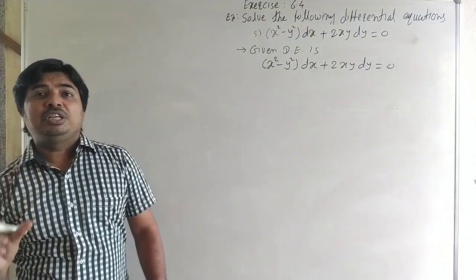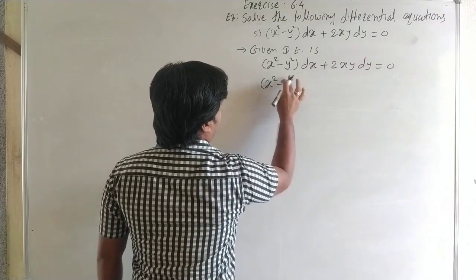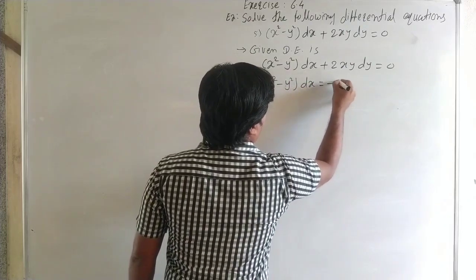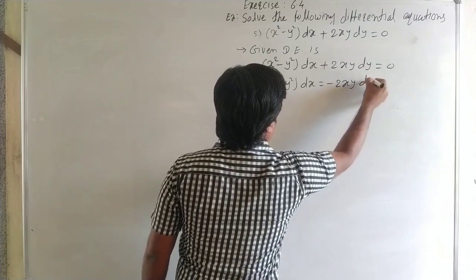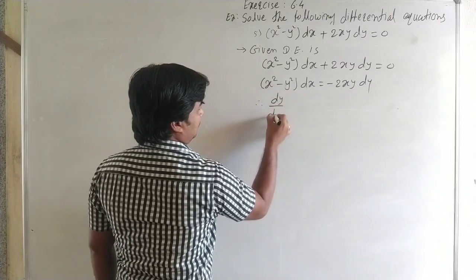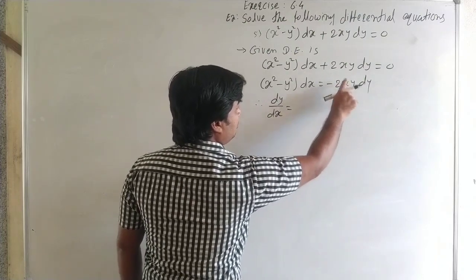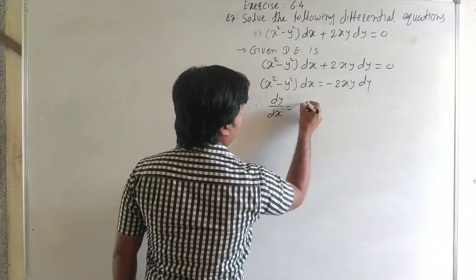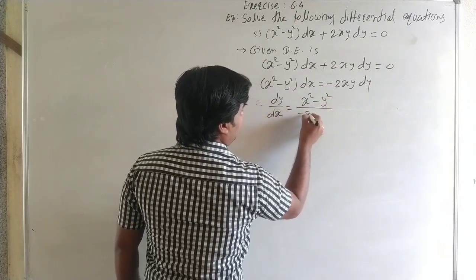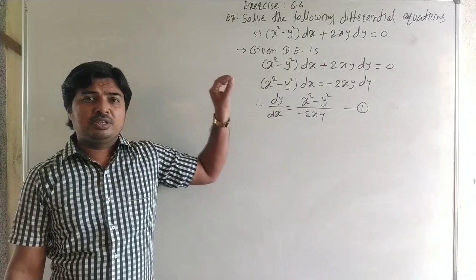First we write it in the form of dy by dx. Therefore x square minus y square dx minus 2xy dy. Then we write dy by dx. Here it is dy, it is dx. So this minus 2xy we take in the denominator of x square and y square. Therefore dy by dx is x square minus y square upon minus 2xy. It is equation number 1. Okay. It is a homogeneous differential equation.